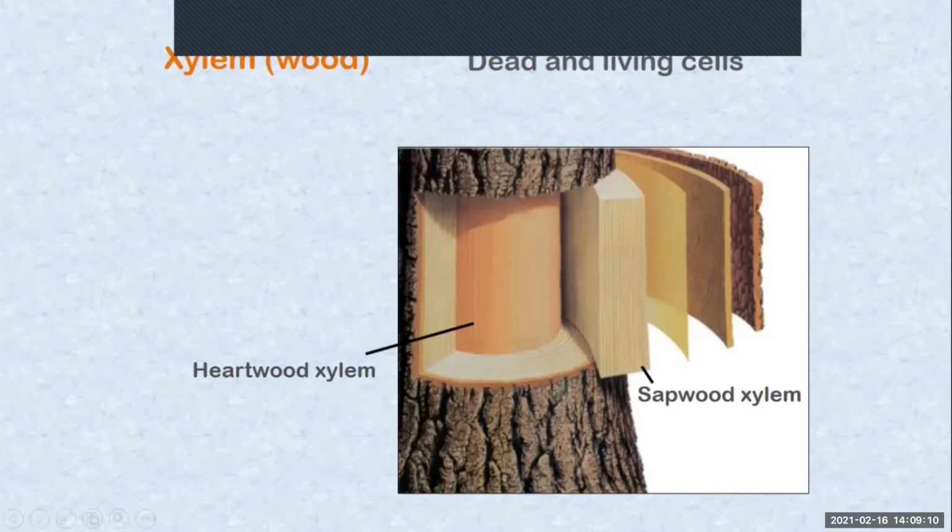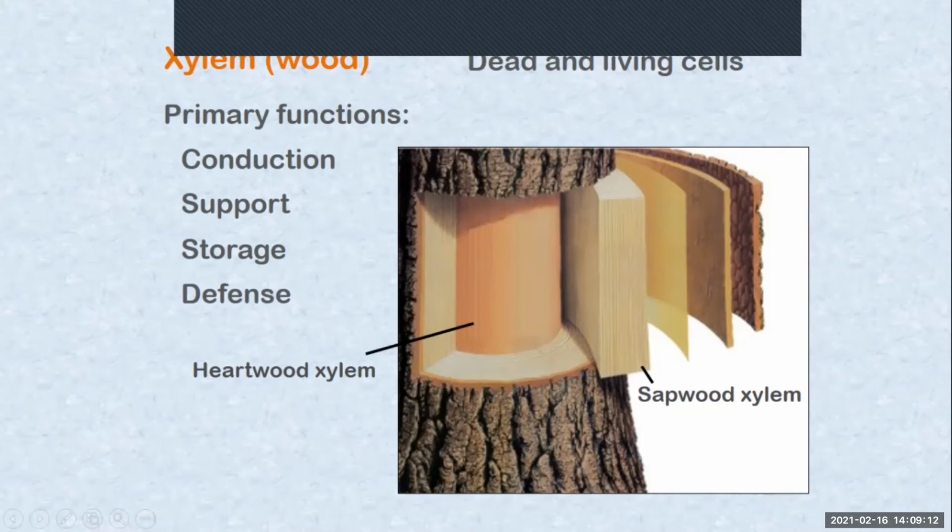The functions of xylem: conduction, i.e. the movement of materials, is a big function of xylem. Support, just structural support of the tree. Storage of mainly carbohydrates, sugars, and there's a defense purpose as well to xylem.